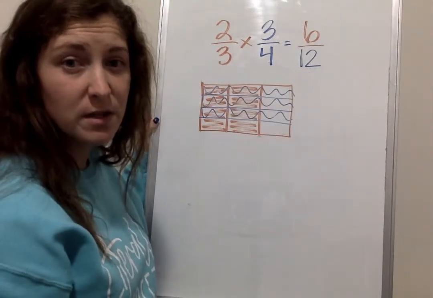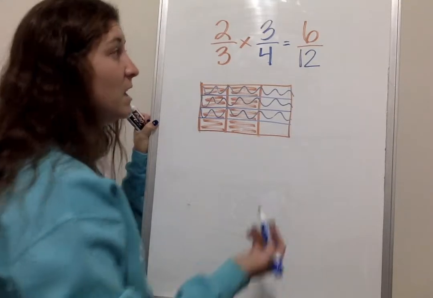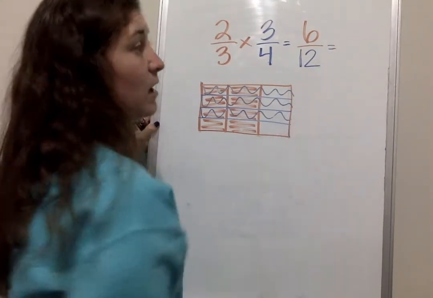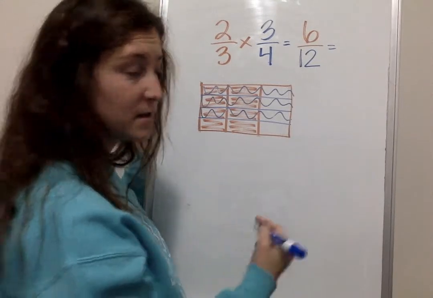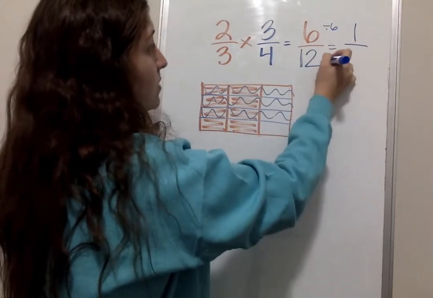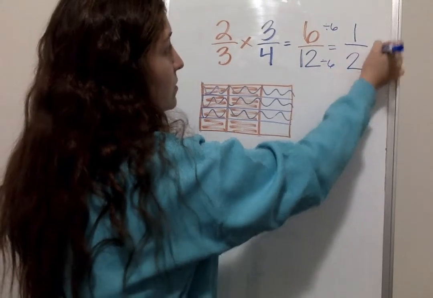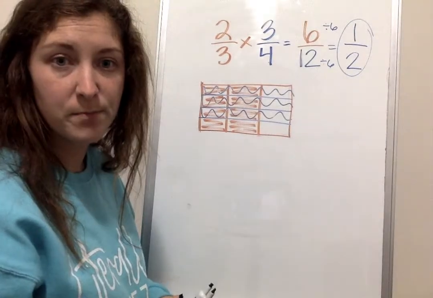We should all know at this point that 6/12 can be simplified. I know that both of those numbers are divisible by 6. 6 divided by 6 equals 1. 12 divided by 6 equals 2. Therefore, I get a final answer there of 1/2.